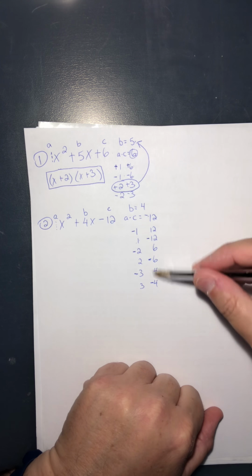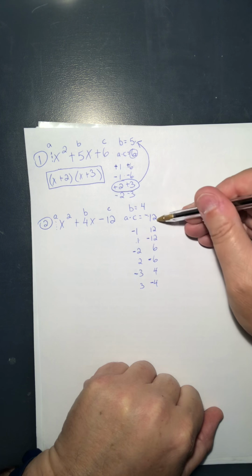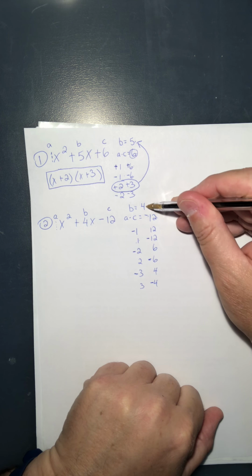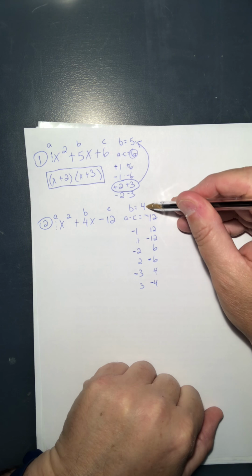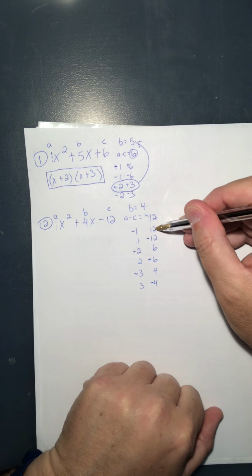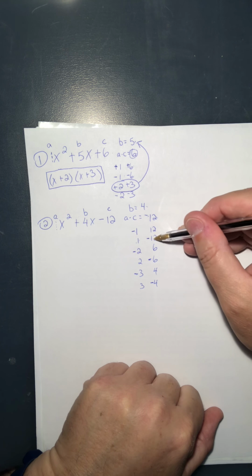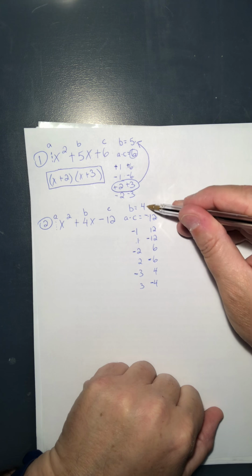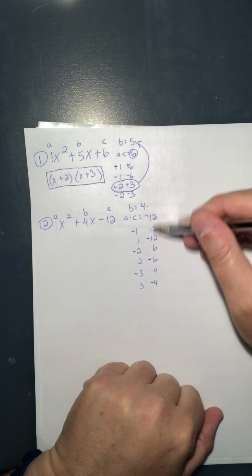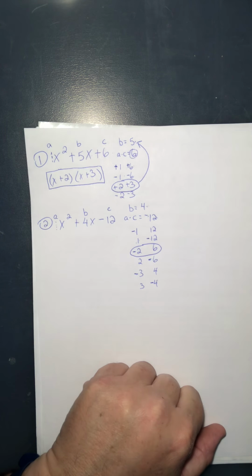I'm looking for the combination, or when I add these two columns, which one's going to give me what my B is, which is 4, positive 4. Okay, well, negative 1 plus 12 gives me a positive 11, not what I'm looking for. 1 plus a negative 12 gives me a negative 11, not what I'm looking for. A negative 2 and a positive 6 gives me a positive 4. That's what I'm looking for.